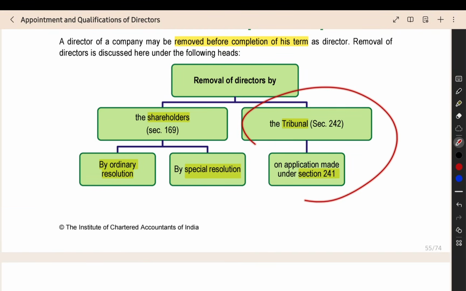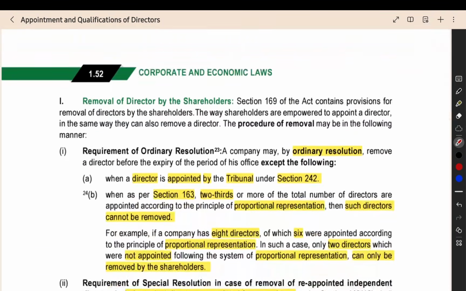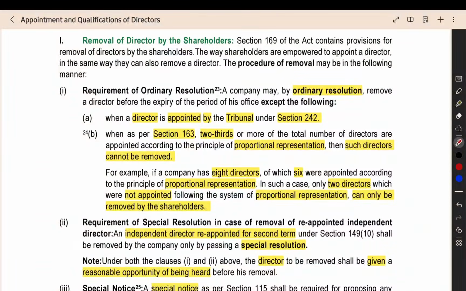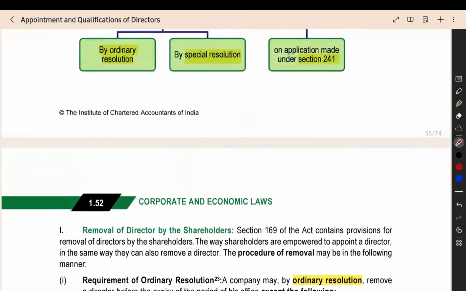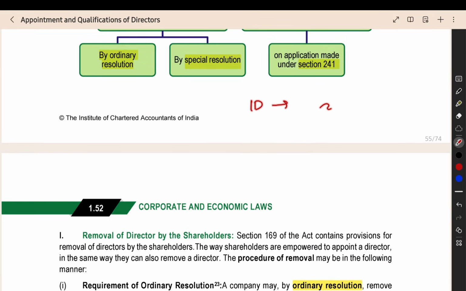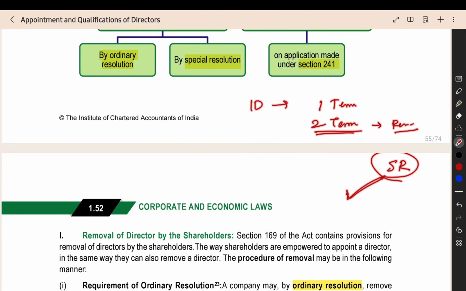This is one type. The second type is that the shareholders can pass an ordinary resolution or special resolution and remove the director. Normally, an ordinary resolution is enough. For appointing a director, for removing a director, an ordinary resolution is enough. But in the case of a reappointed independent director, for example, an independent director whose one term is completed and you are reappointing him for a second term, then in the second term, if you want to remove him, you have to pass a special resolution. A special resolution will be required.